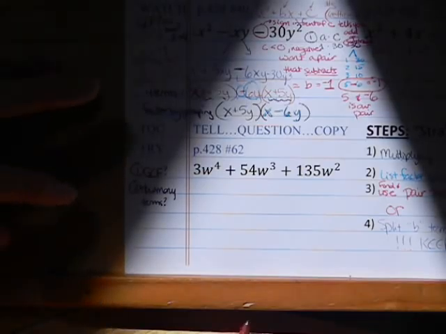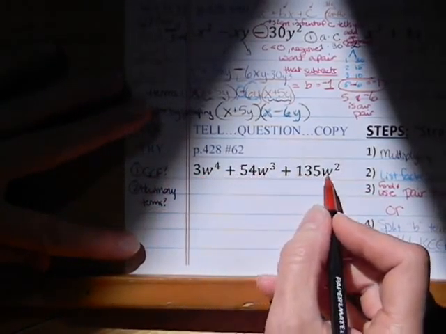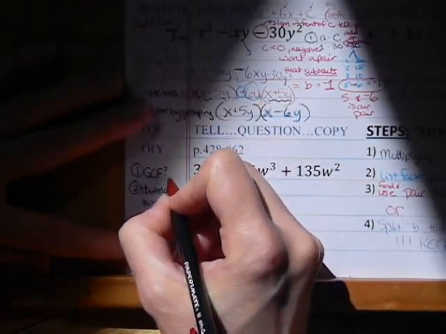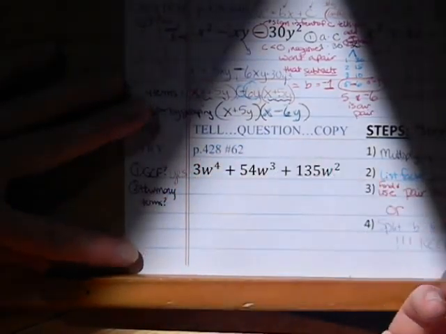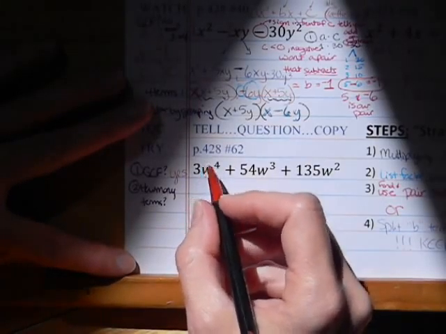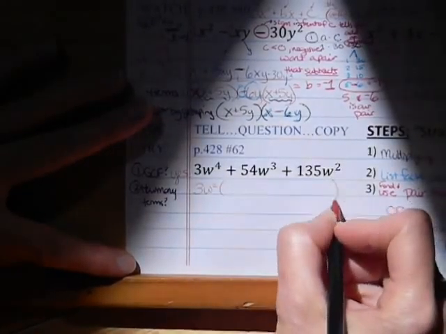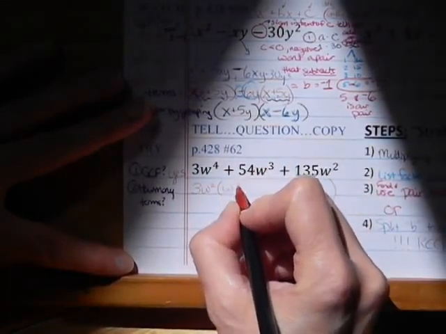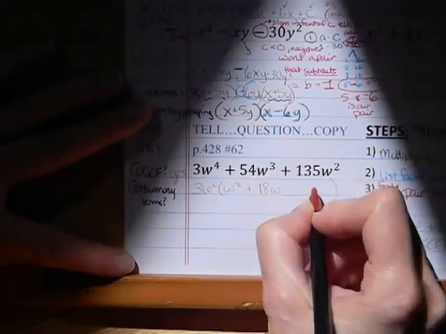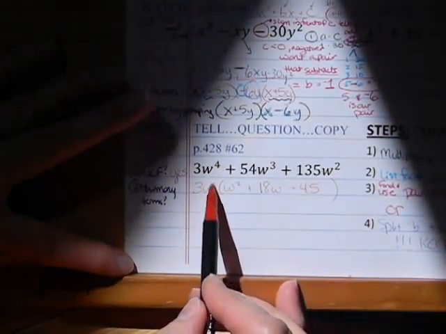Okay, so you've unpaused the video, you've given this a chance now. The GCF, I tried to give you a little hint here, it does have something in common all the way across. So there is a GCF, and I'm going to work this one out so that you can see it. It is 3w squared is what they all have in common, and what that leaves behind is w squared plus 18w plus 45. So you take a 3w squared out.